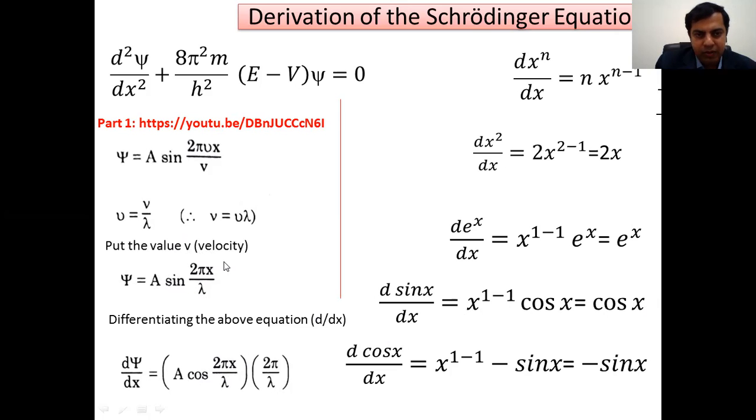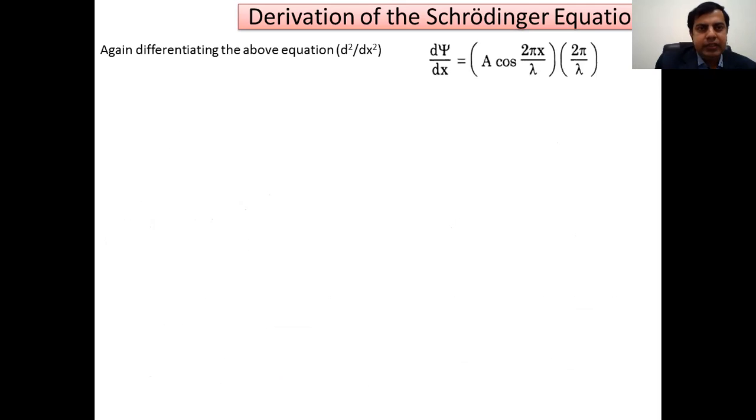Actually, this whole thing you will consider as x, and when you differentiate this one, 2 pi x to the power 1 minus 1, when 1 minus 1 is equal to 0, x to the power 0 will be equal to 1. So the rest will remain 2 pi over lambda, and this 2 pi over lambda is written over here.